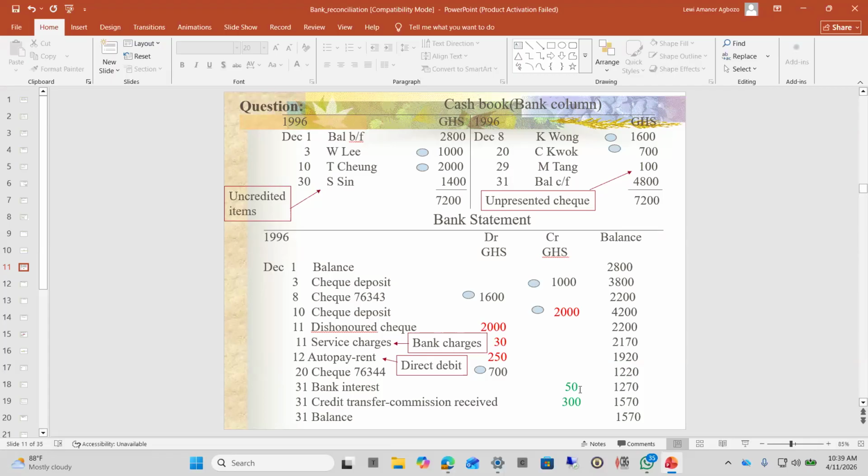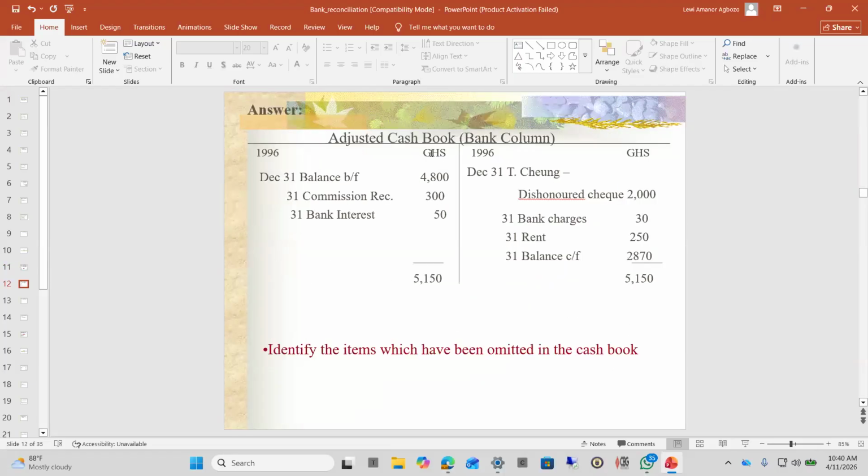You get it? So in this case, the bank interest is at the credit side of the bank account, which means we have received it, but it is not in our cash book. So what do we do? So please, I think we go to the adjusted cash book, and then at the debit side, we debit. Very good.